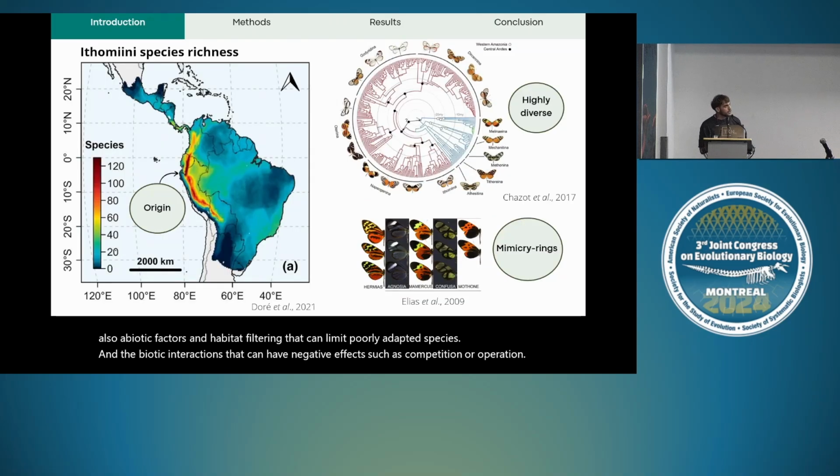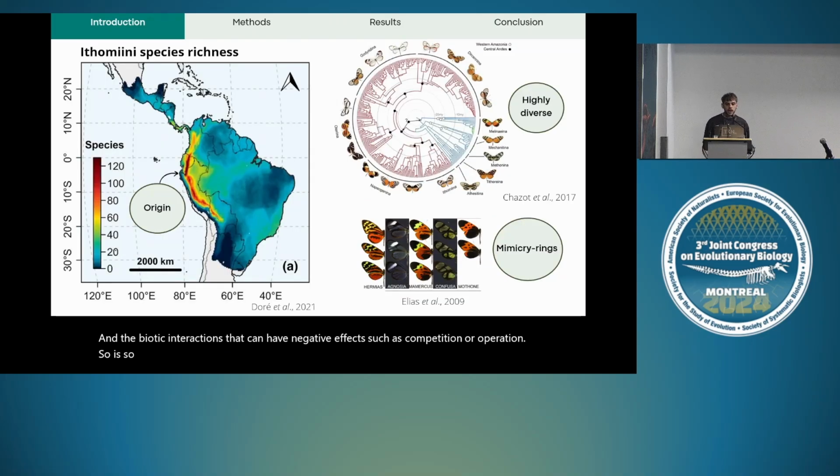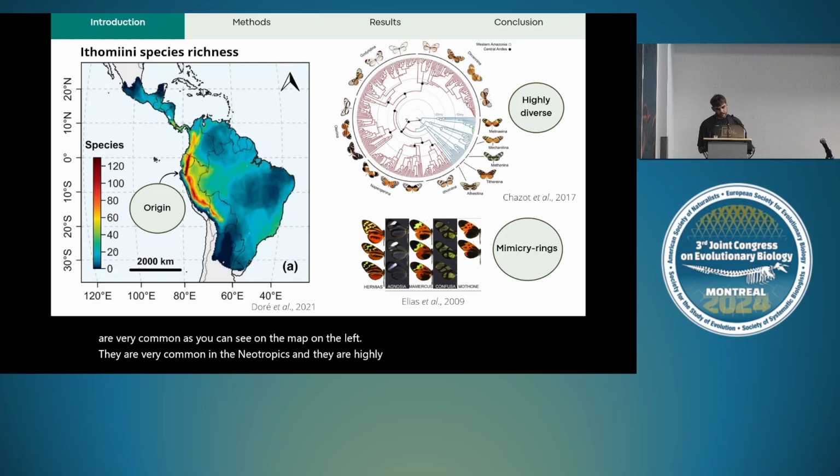The Ithomiini are a tribe of butterflies that are thought to have originated in the Andes. They are very common in the neotropics, as you can see on the map on the left, and they are highly diverse. They are also widely involved in Mullerian mimicry rings, whereby species share their aposematic signals.